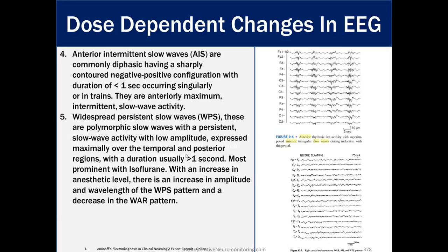Widespread persistent slow waves. These are polymorphic slow waves with persistent slow wave activity with low amplitudes, expressed maximally over the temporal and posterior regions with a duration usually greater than 1 second, most prominent with isoflurane. With an increase in anesthetic level, there is an increase in amplitude and wavelength of the WPS pattern and a decrease in WAR pattern, like we see down here.